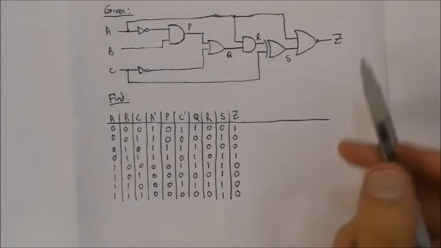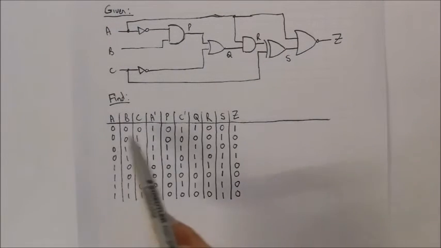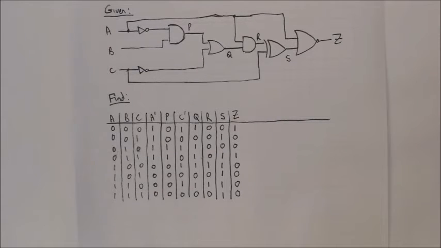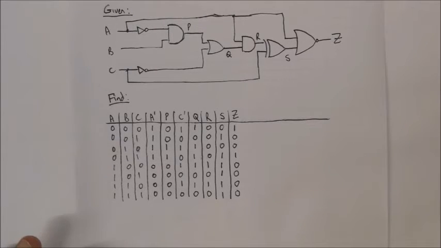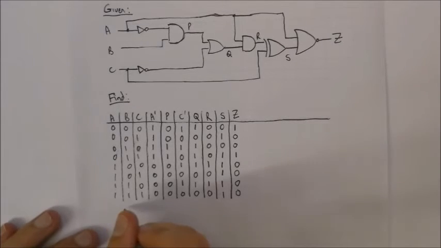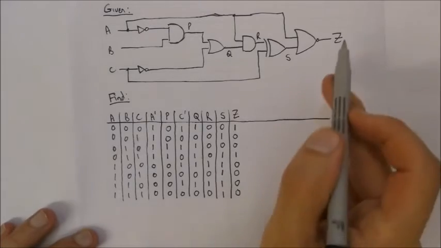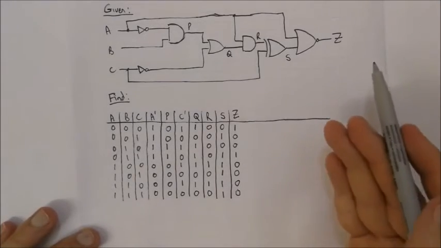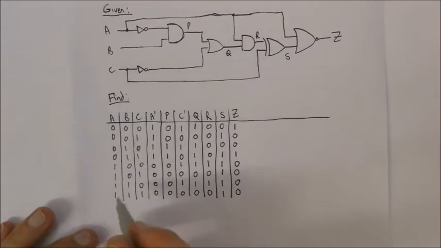Basically looking at what the output Z would be for all the different conditions of A, B, and C, or all the different conditions for your inputs. Now that we've done that, we've got to write the expression. And this becomes a bit more of a challenge. Essentially, we'll be working from the output and working our way in. So let's have a look.